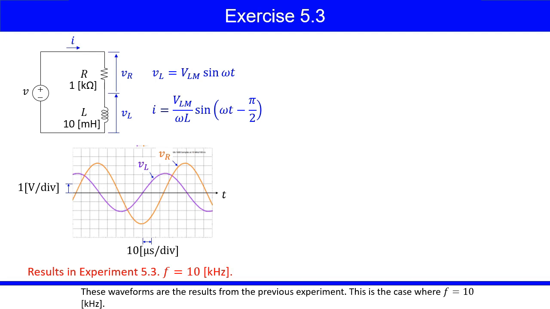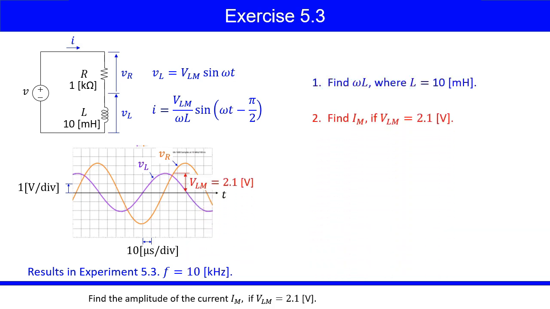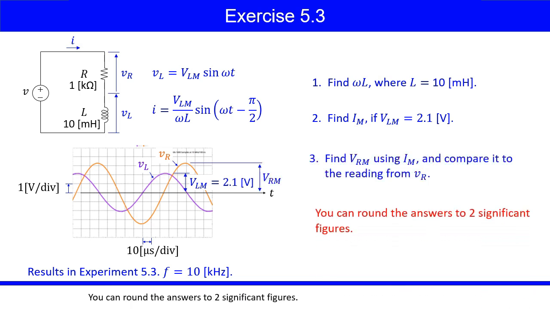These waveforms were the results from the previous experiment. This is the case where f equals 10 kHz. Find the value of omega L, where L equals 10 millihenries. Find the amplitude of the current Im, if VLm is 2.1 volts. Find the amplitude of the voltage across the resistor VRm, using the above Im, and compare it to the reading from the waveform of VR. You can round the answers to two significant figures.